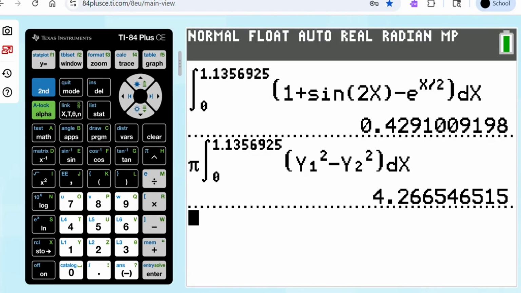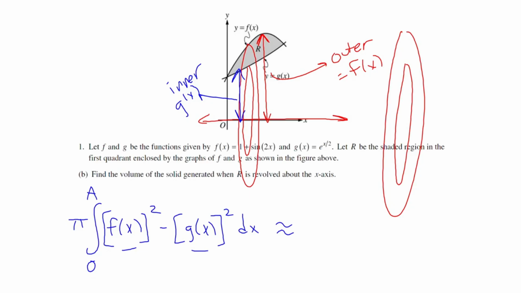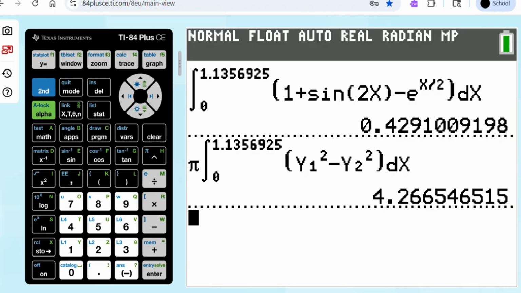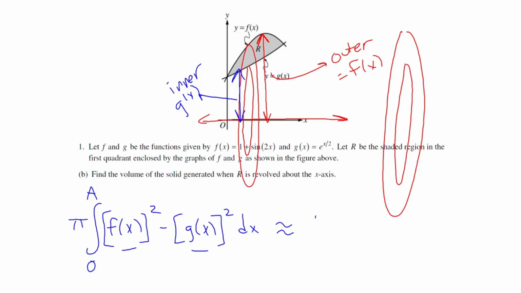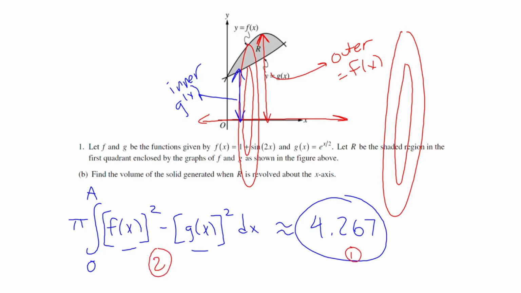I'll hit dx, and we end up with 4. I didn't even look at it. 4.267 when we round. And you got 3 points there. 2 points for the correct integrand and 1 point for the correct answer.